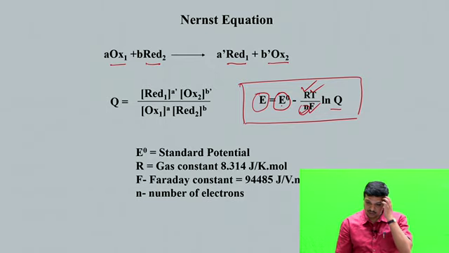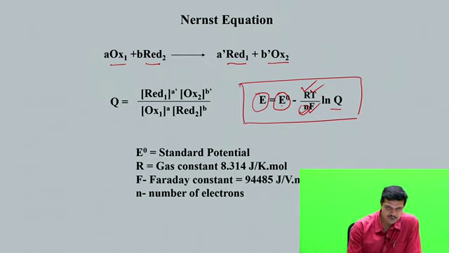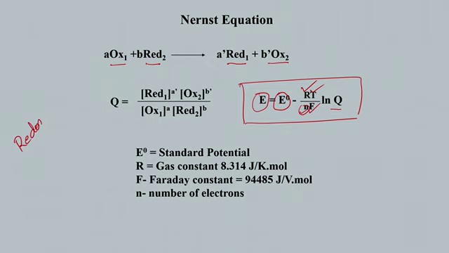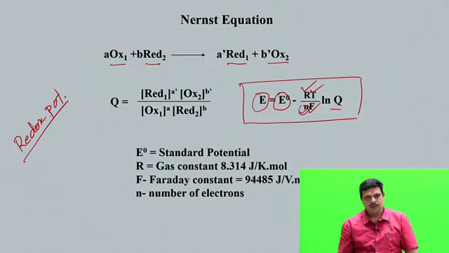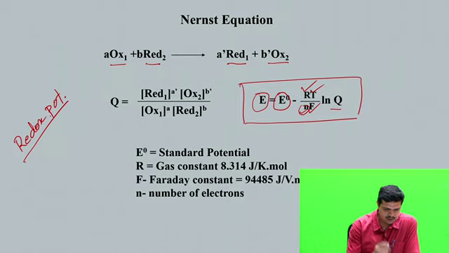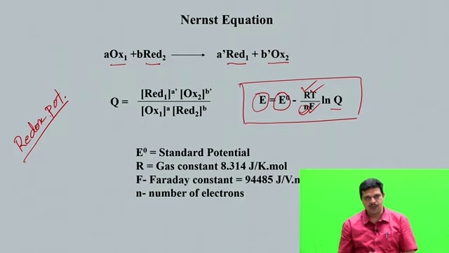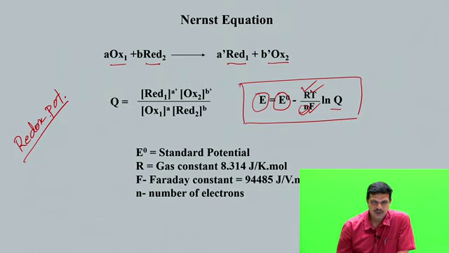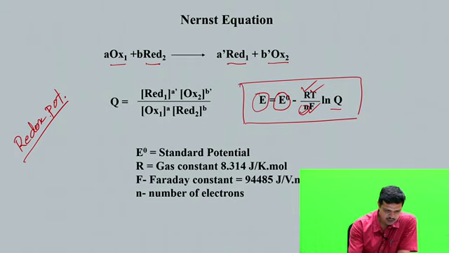Now, you should have a very clear idea about the redox potential. We use this redox potential. You have to understand that redox potential may be of two types: one is reduction potential and one is oxidation potential. Do not be confused with these two terms. By convention, we always use reduction potential.